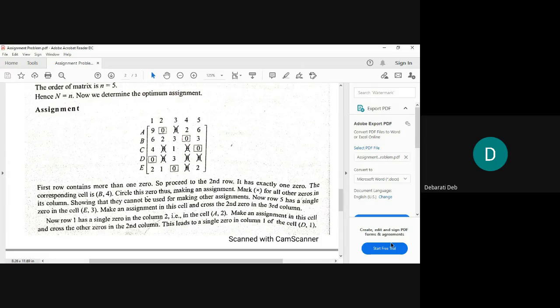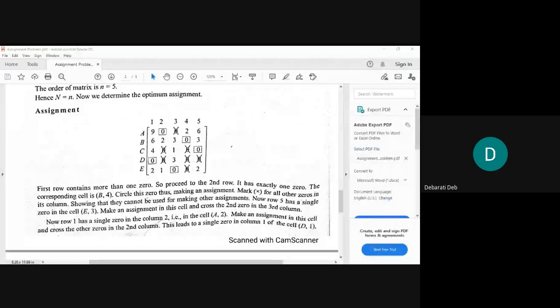Which is the row that is having exactly one 0? Row E. Okay, fine.